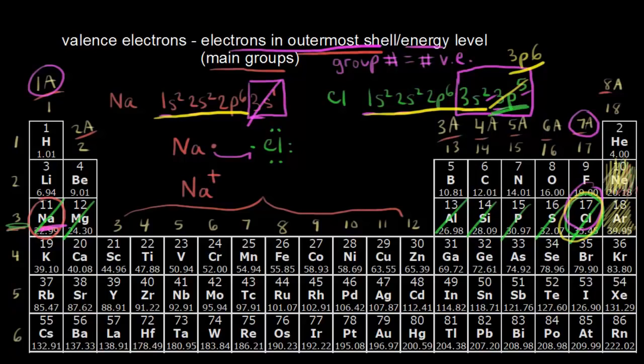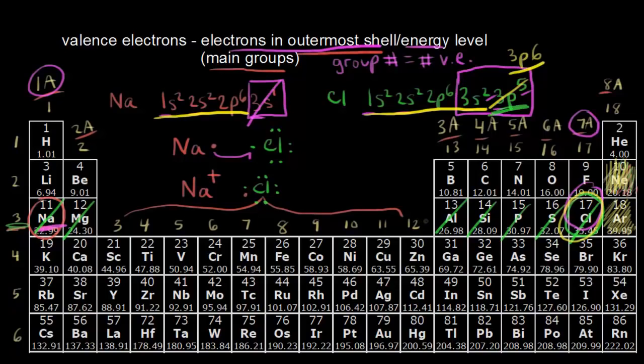Let's go ahead and draw it. So we're no longer talking about a neutral chlorine atom here. We're talking about a chloride anion that picked up 1 electron. So it took that electron from sodium. So I'm going to show that electron in red has moved over here to chlorine like that. And so chlorine gains an electron.